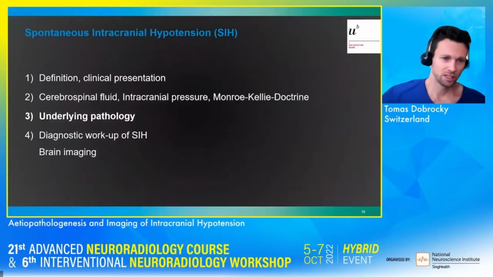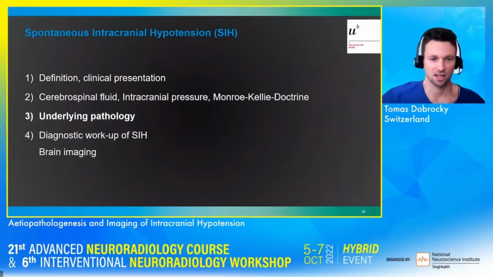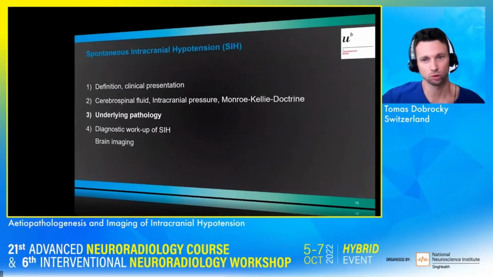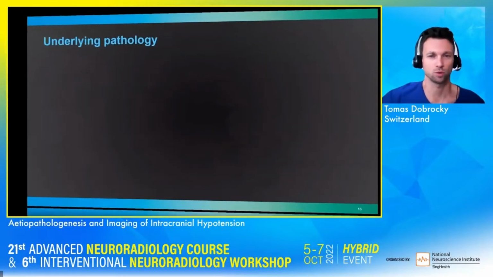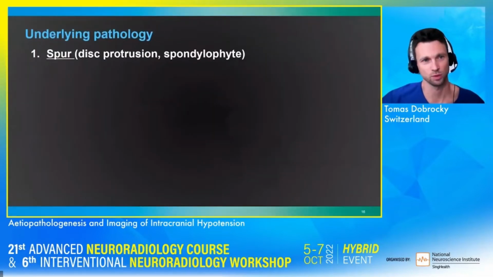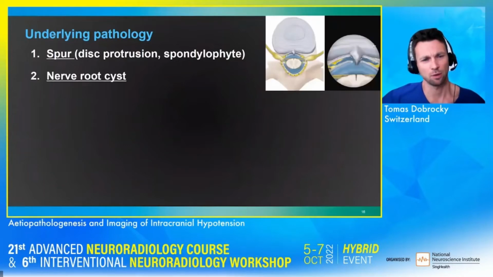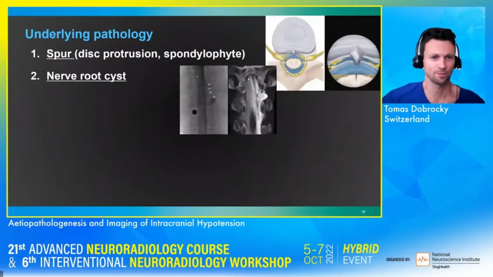So now we need to look at the underlying pathologies that can actually cause SIH. So what do we need to look out for? And we'll go through each one of those separately in a slide. So we need to look for spurs, osseous spurs. We need to look for nerve root cysts. We need to look for CSF venous fistulas.